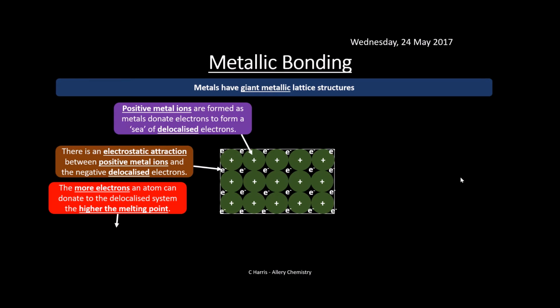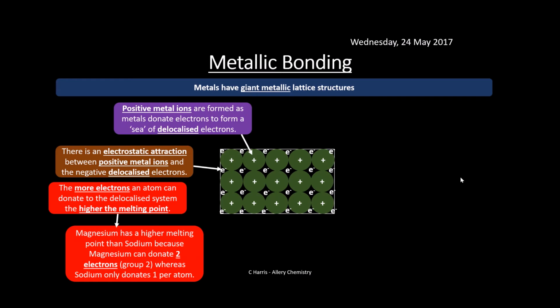Basically, the more electrons an atom can donate to the delocalized system, the higher the melting point. For example, magnesium has a higher melting point than sodium. Magnesium can donate 2 electrons to the delocalized system, whereas sodium can only donate 1. Therefore, magnesium has a higher melting point because it can donate more electrons into that delocalized system.